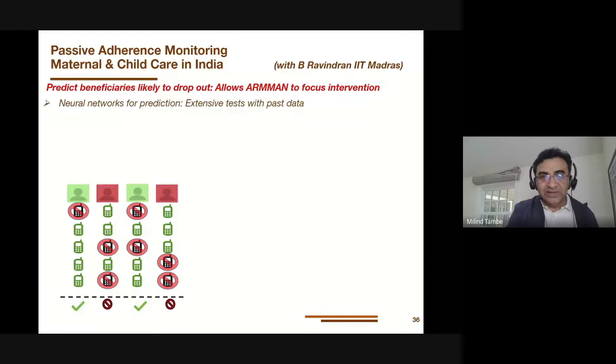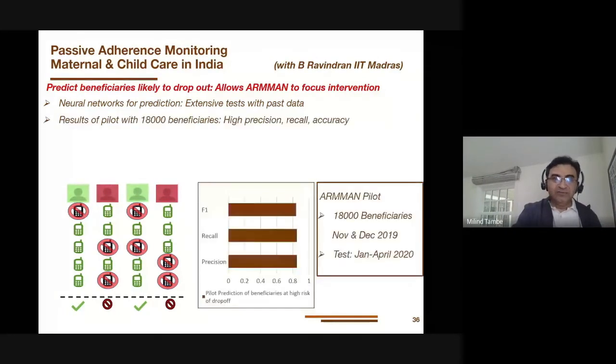So that's what we did. Again, this is work done with IIT Madras with Professor Ravindran. So using neural networks for prediction, using data from past phone calls, that record of who's listened to what phone calls, we are able to predict who's at high risk of drop-off.